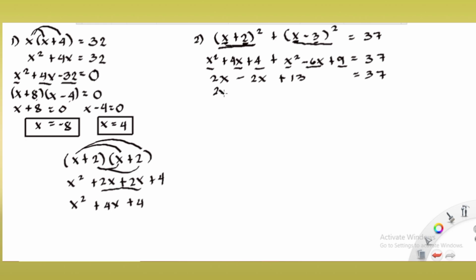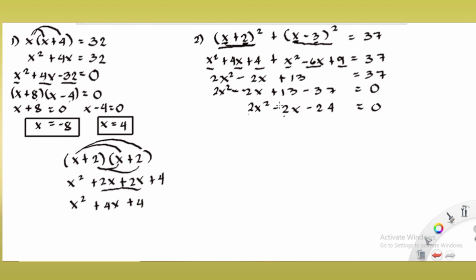So, that will become 2x squared rather. I'm sorry, nakalimutan isulat ang exponent. 2x squared minus 2x plus 13. Lipat si 37. That will become negative 37. Then equals 0. So, that will become copy 2x squared minus 2x. 13 minus 37, that is negative 24. Copy equals 0. So, if you notice, A, B, and C are divisible by 2.